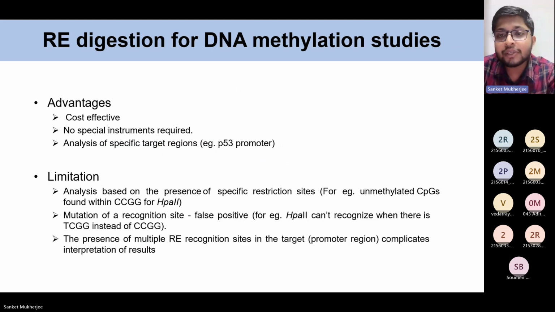Another thing that could happen is if there is some mutation at the recognition site, as I said, then in those cases there will be false positive results. And if there are multiple restriction enzyme recognition sites, then the interpretation is very complicated because a lot of bands come up. Some are amplified, some are not. So we cannot really understand what is happening, which site is methylated and which site is not methylated. Clear?